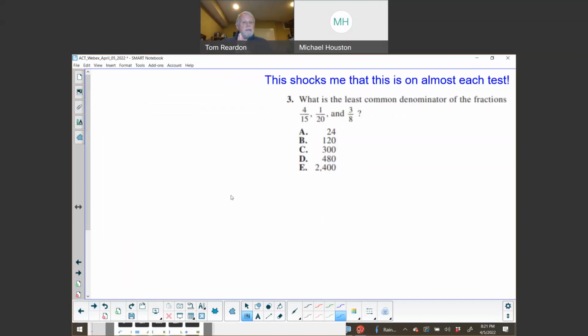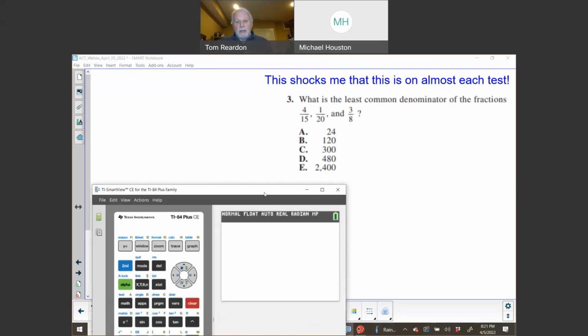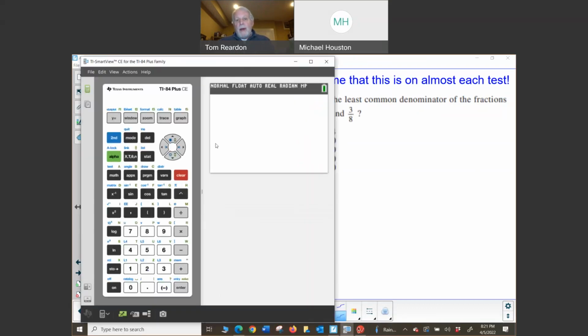Another thing that really shocks me is finding the least common denominator or least common multiple of fractions. It was on, I would say, every test as well, okay? And for this one, what surprises me is the calculator does this for you. So I'm not sure exactly what they're hoping to accomplish since this will do it, but we want to find the least common multiple of 15, 20, and 8.